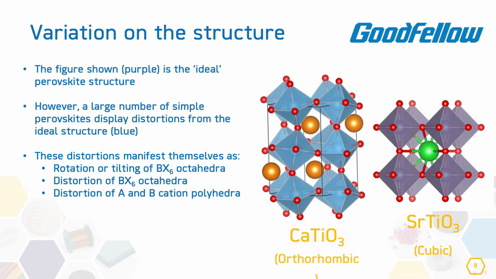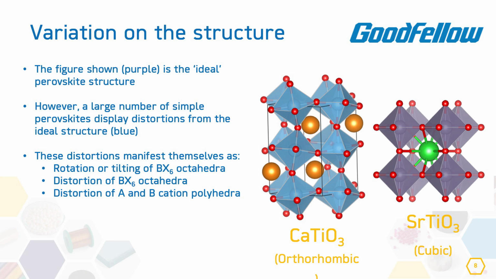However, a large number of simple perovskites display distortions from the ideal structure, and that can be seen in the image on the left. This is the structure of calcium titanate, the original perovskite mineral. Again, in this one, we have calcium on our A site, the smaller titanium on our B site, and oxygens on our X sites. As you can see from the image of calcium titanate here, it looks ever so slightly different to the ideal structure. This is because it is tilted slightly.